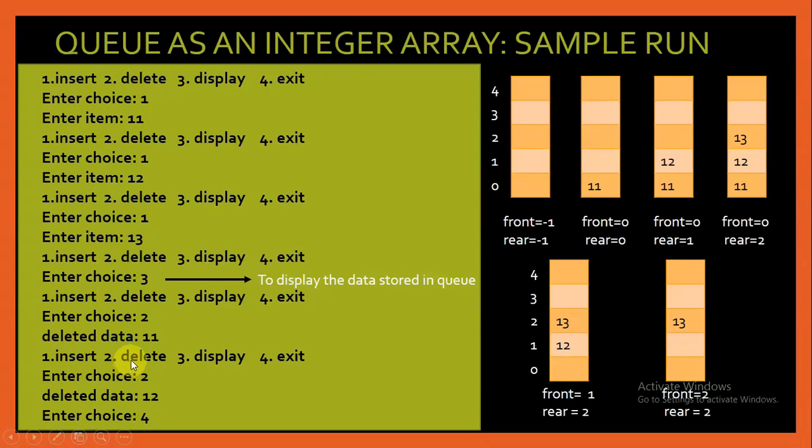Again the menu will be displayed. Suppose I want to delete one more element. In this case automatically 12 will be deleted, because this is the front of the queue. So 12 will be deleted. So front will be incremented by 1. So front is 2 now, and rear is 2. You can see there is only one single element in the queue, and again front and rear are same when there is only one single element in the queue. So if I input the choice 4, my program will exit.